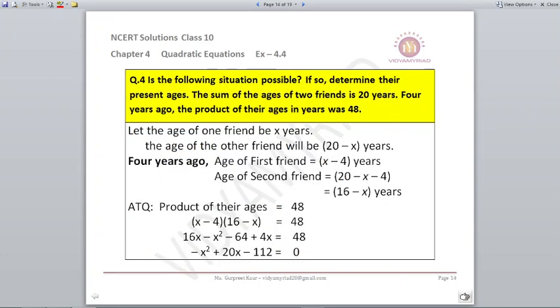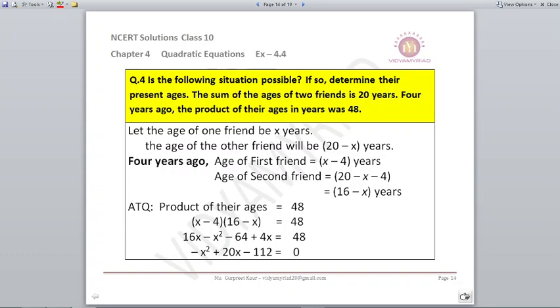Is the following situation possible? If so, determine their present ages. The sum of the ages of two friends is 20 years. 4 years ago, the product of their ages in years was 48. So, what are we going to do? We will assume the age of one friend be x years. The other friend will be 20 minus x years, because the sum of the two is 20. If one is x, the other will naturally be 20 minus x.